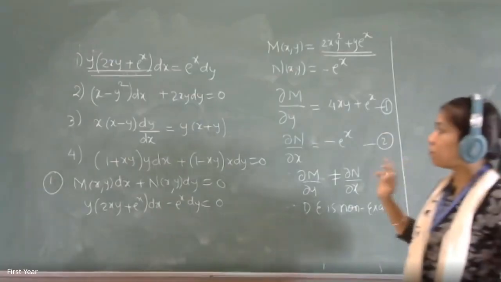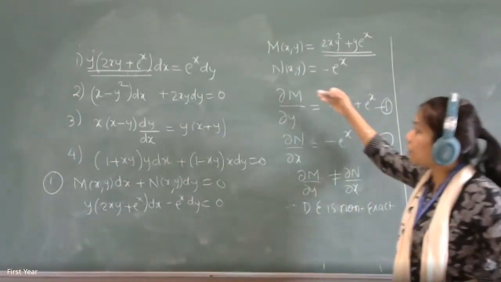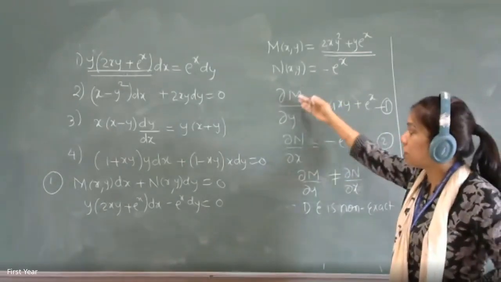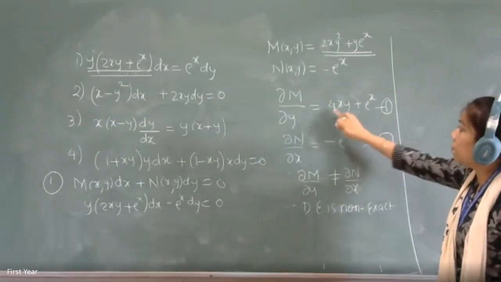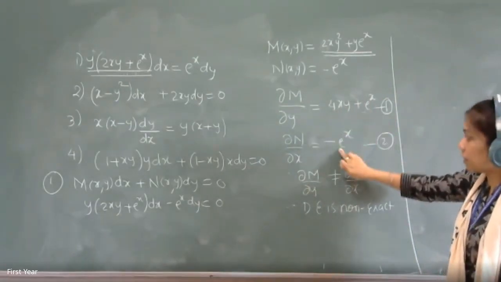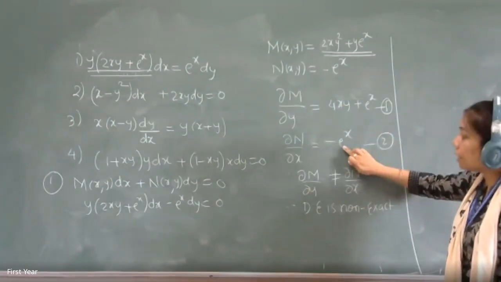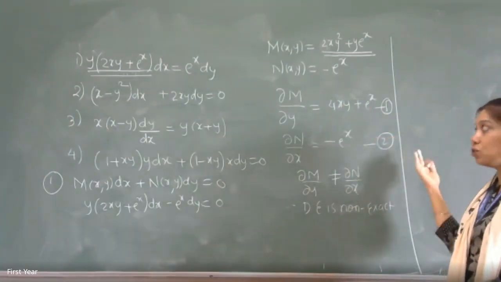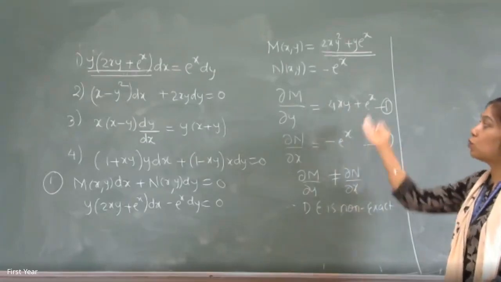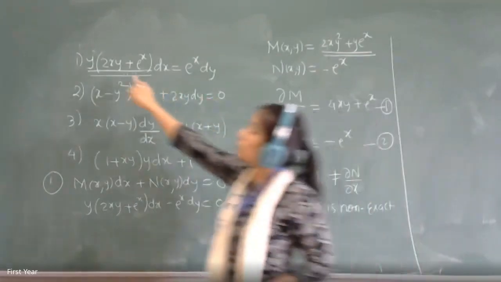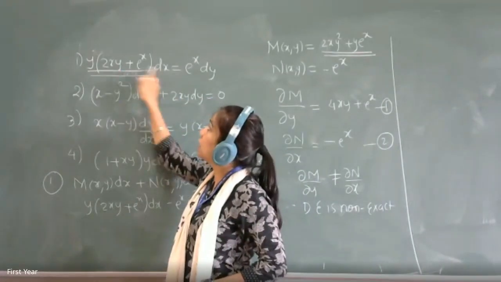Do you all understand? I am telling you once more. Listen carefully, this is the only thing which is important. Either you subtract delta m by delta y from delta m by delta x, or reverse. These terms will be 4xy plus e raised to x plus e raised to x, that is 4xy plus 2 e raised to x, or minus e raised to x minus e raised to x is minus 2 e raised to x and minus 4xy. So if you take 2 common, you will be left with 2xy plus e raised to x, which is of this term. Where it appears, it is appearing in m.